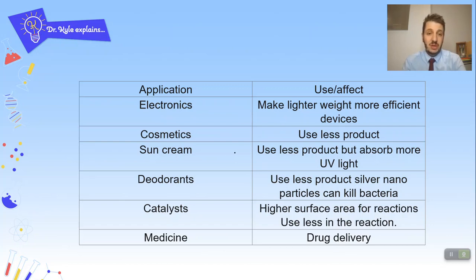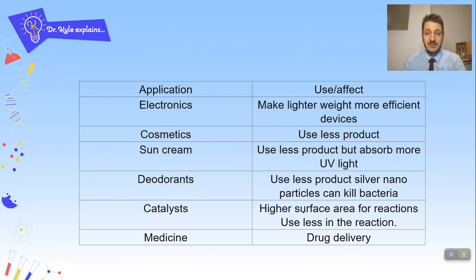Cosmetics, sun creams and deodorants, I'd probably class all together, but it's that whole idea that you could use less. So if you're using less makeup, less sun cream, less deodorant, that's obviously going to be better for the planet because we're not wasting as much. Because it's smaller, we're using smaller amounts. Now remember, the issue with this is potentially they could get into the bloodstream and potentially cause unknown health effects.